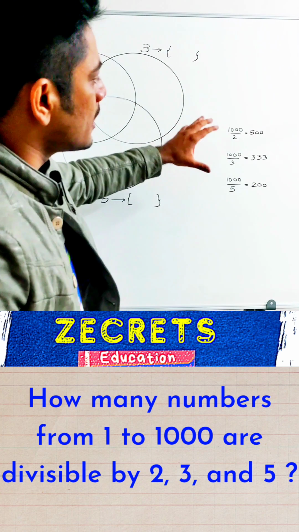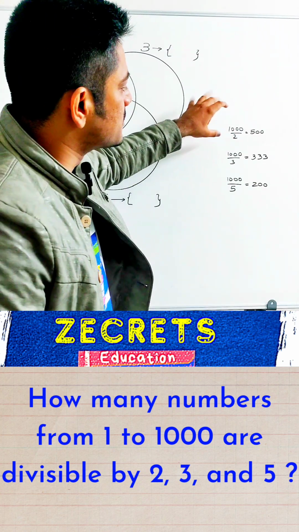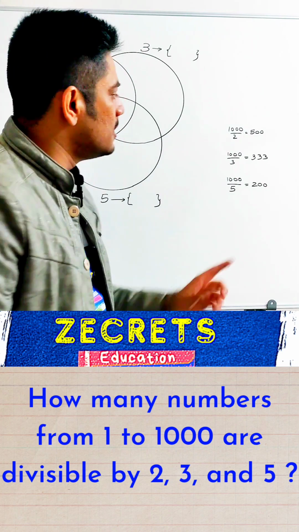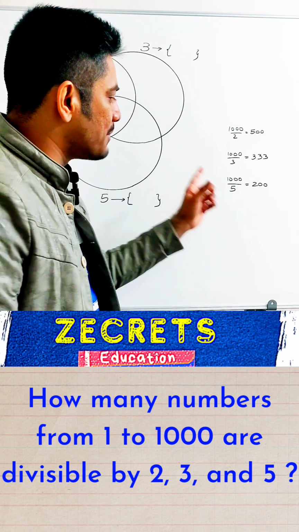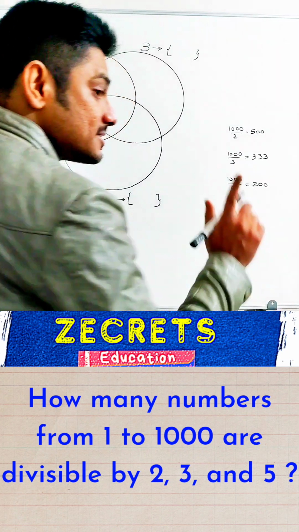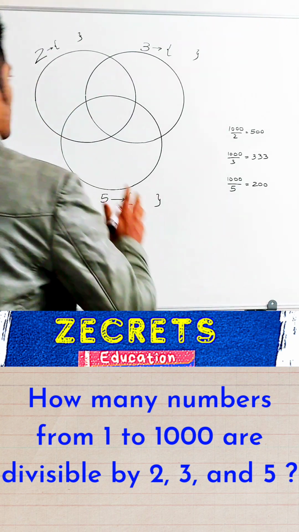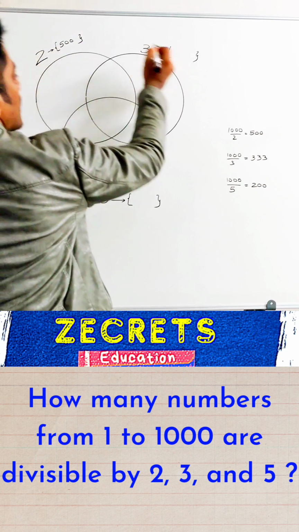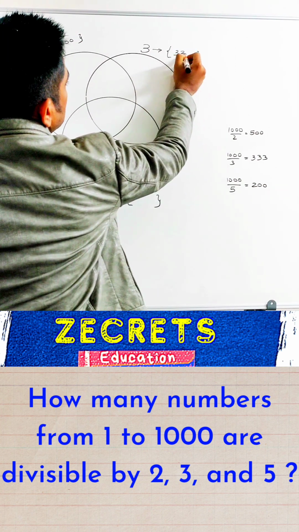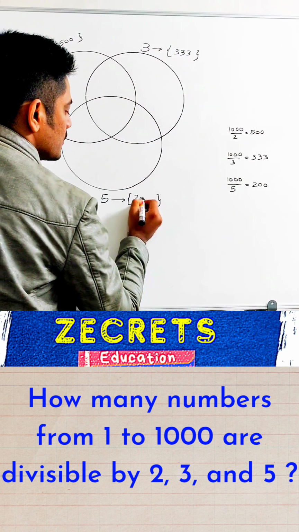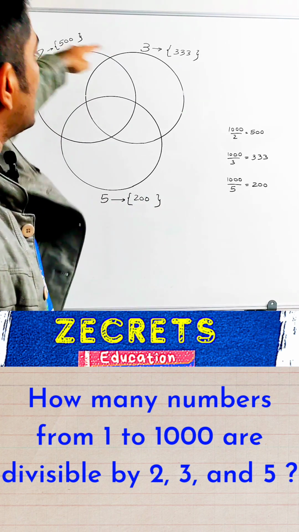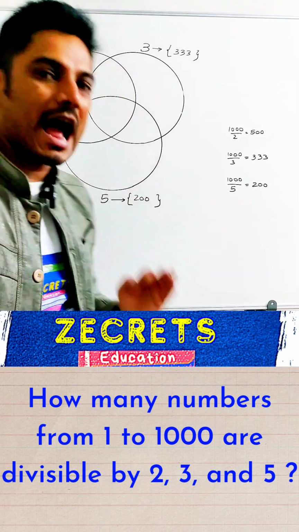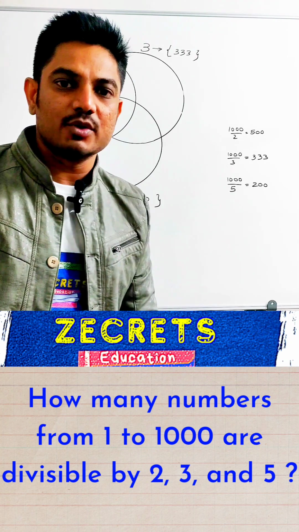So I've got my total numbers. The total number of numbers which are divisible by 2 is 500, by 3 is 333 and by 5 it is 200. That is the total, mind you, that is the total which will come outside of the circle. So I'll write 500 over here, I'll write 333 over here, and I'll write 200 over here. This is the value of the entire circle. We don't have the distribution yet. Let us try to get that.